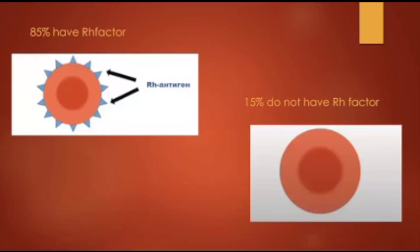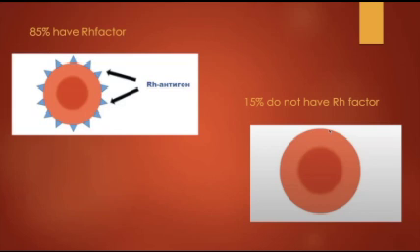So on the erythrocyte, 85% of humans have rhesus factor. This rhesus factor, you can see like blue triangles on top of the erythrocyte. These humans who have rhesus factor, we call them rhesus positive. Only 15% don't have rhesus factor, so we call them rhesus negative.